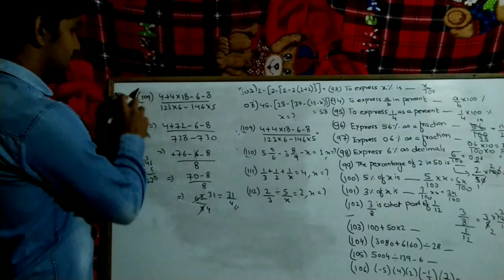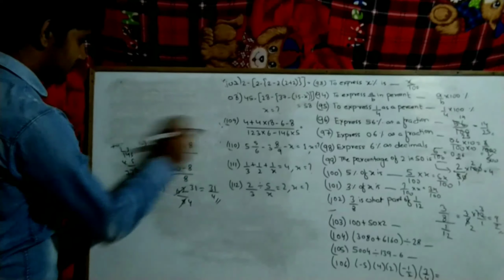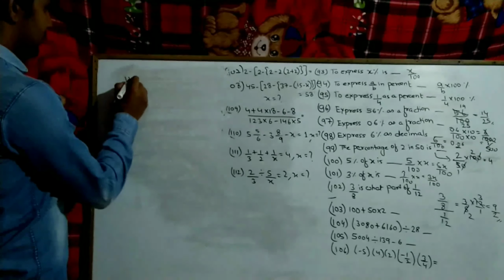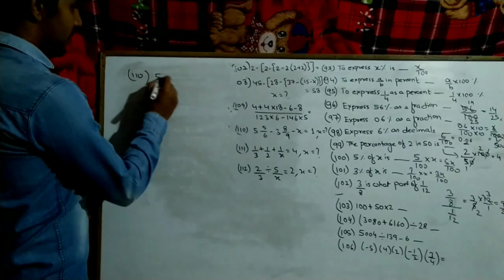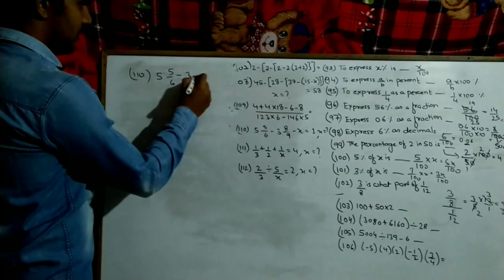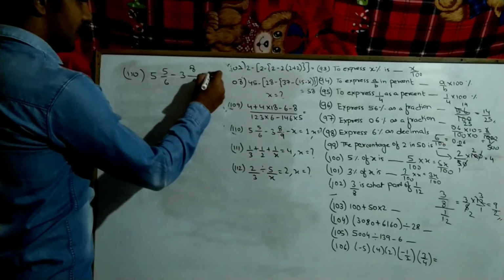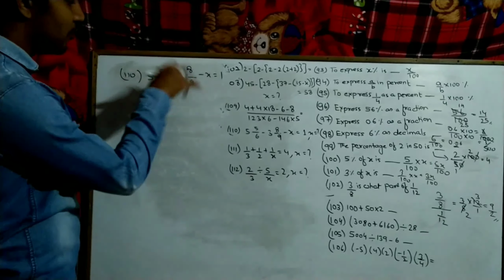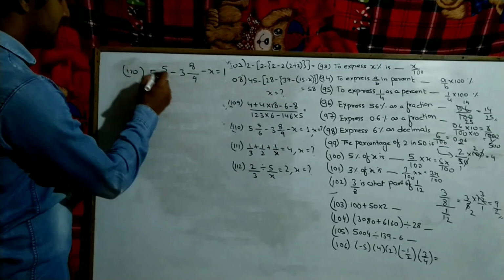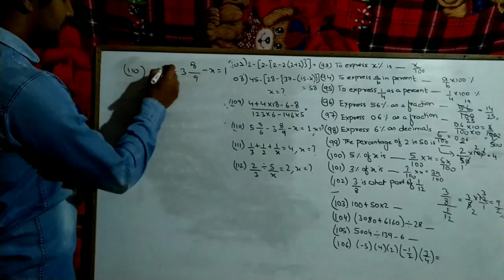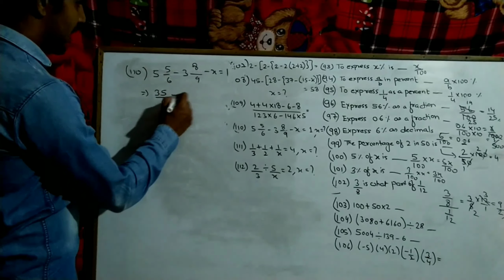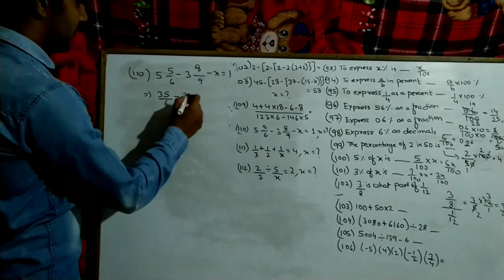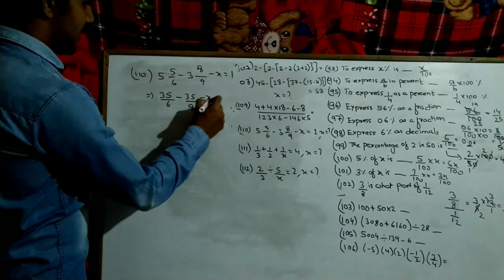Now let's go for 110 problem. See 5 by 6 minus 3, 8 by 9 minus x is equal to 1. See, remember, first of all, this is a mixed fraction. So convert into fractions. So you know how to convert. 6 into 5, 30. 30 plus 5, 35. By 6 minus 9 into 3, 27. 27 plus 5, 35. By 9. Minus x is equal to 1.